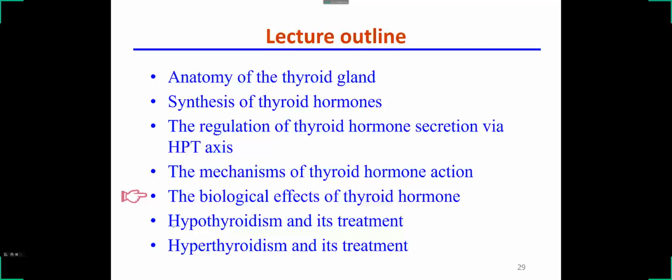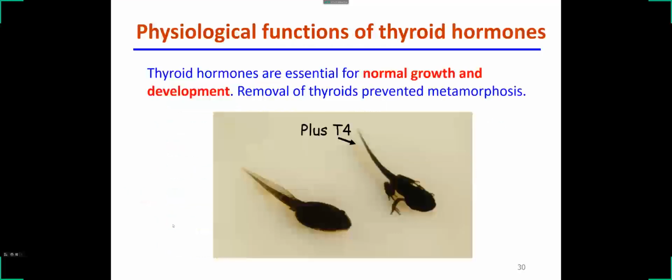Okay, so now let's talk a little bit about the biological effects of thyroid hormone. I mentioned to you all the messenger RNAs and proteins that are impacted, and you can imagine that these could have some severe impact on physiology. So thyroid hormones are essential for normal growth and development. If you remove the thyroid, you can prevent metamorphosis, for example.